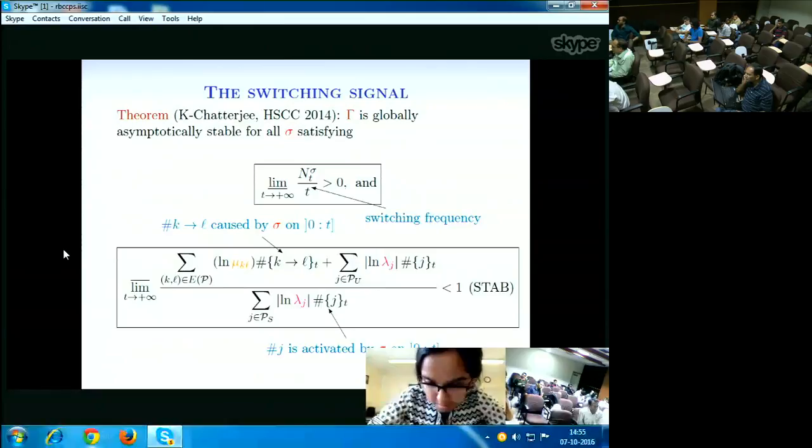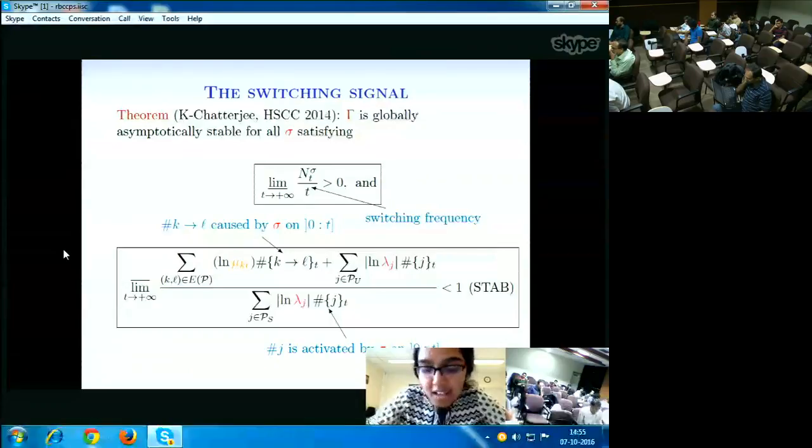So my naive question is, why can't you just remain in one of the states forever? Yes. So that's because you are not always allowed to stay stable. For example, the case that I considered for networked control systems.